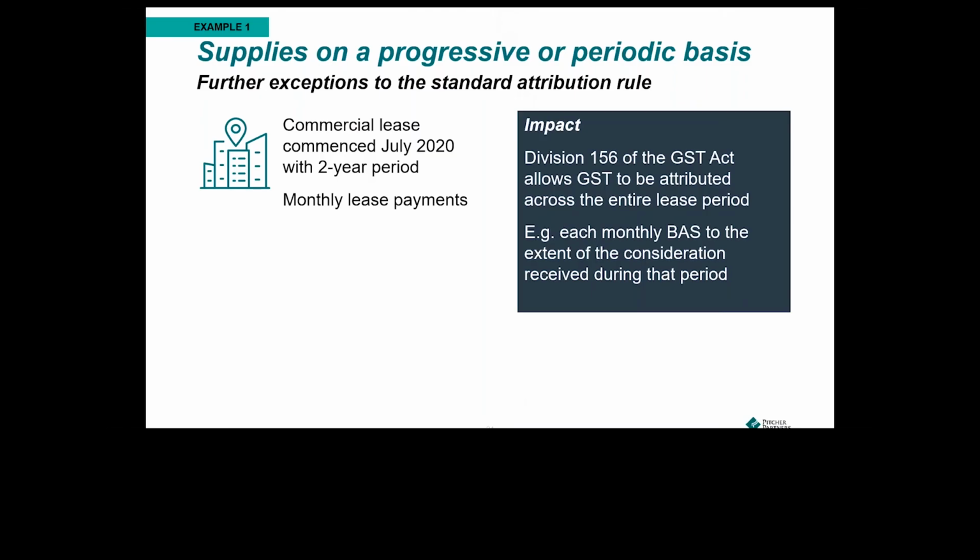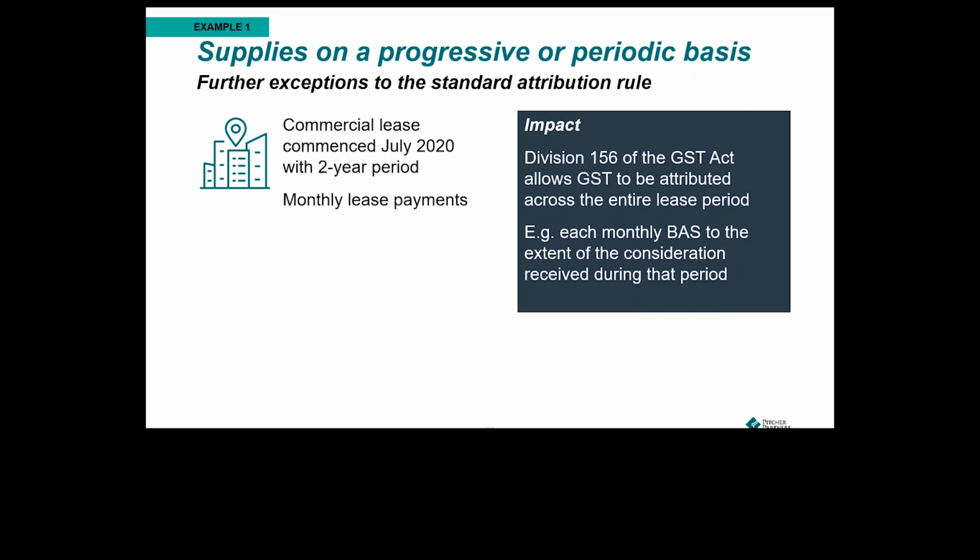So just to give you an example of that type of attribution rule. We have a commercial lease that commenced in July 2020 for a 2-year term. There are monthly lease payments under the lease. For GST purposes, if you're the lessor and trying to work out your turnover for the relevant period, then Division 156 of the GST Act would allow the GST that is payable on that lease to be attributed across the entire lease period.